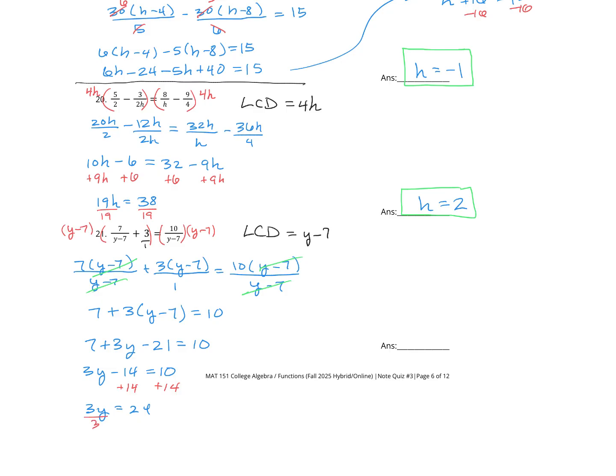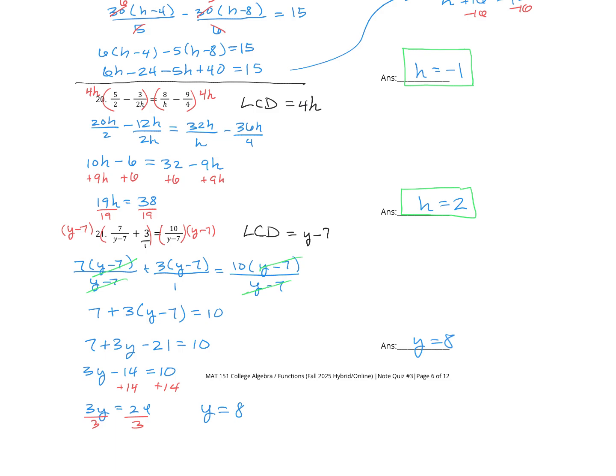Divide both sides by 3. And that gives us y is equal to 8. And you will notice if I substitute 8 back into the original equation, 7 divided by 8 minus 7 is just 7 over 1. And 7 over 1 plus 3 makes 10. And if I plug in 8 on the right side, 8 minus 7 is 1. 10 over 1 is 10. So it checks out. They make 10 on both sides.